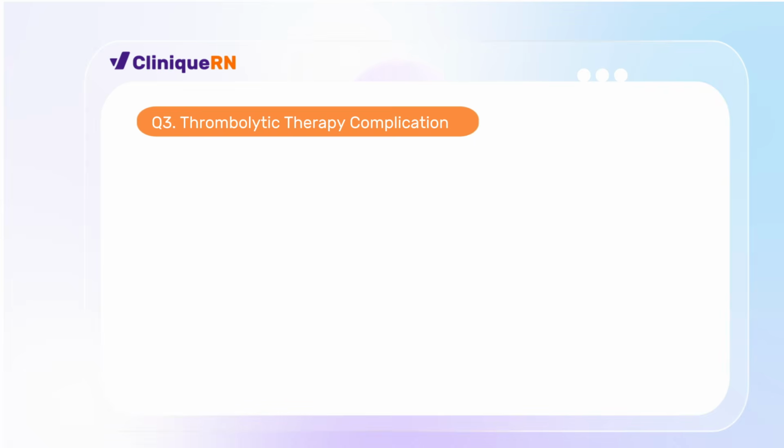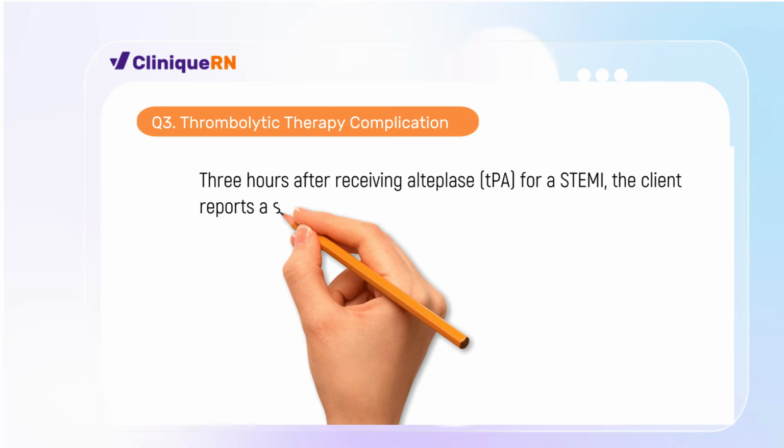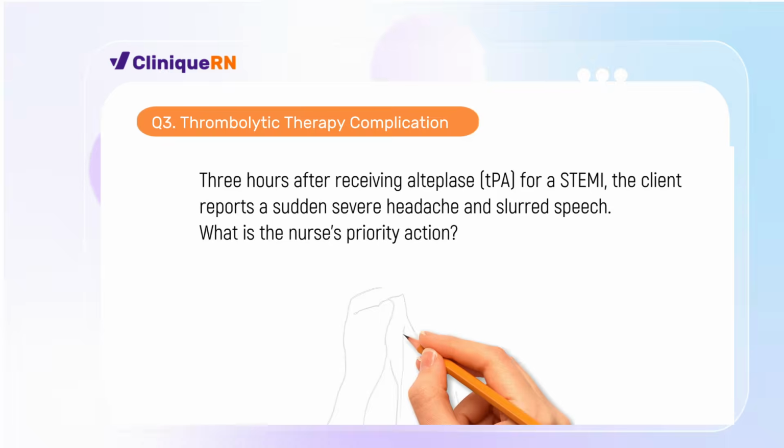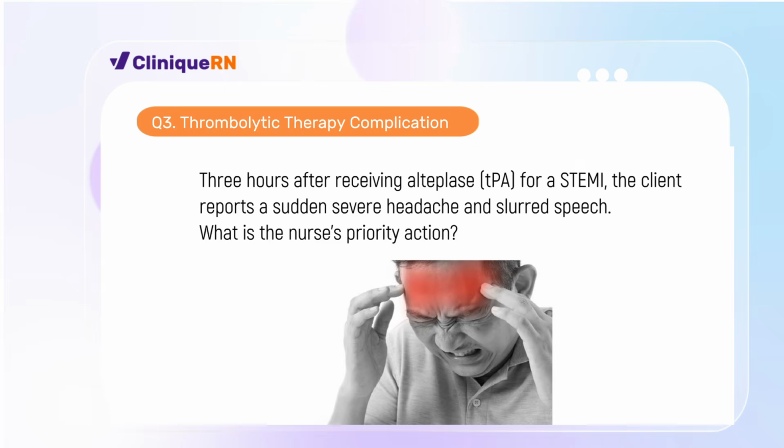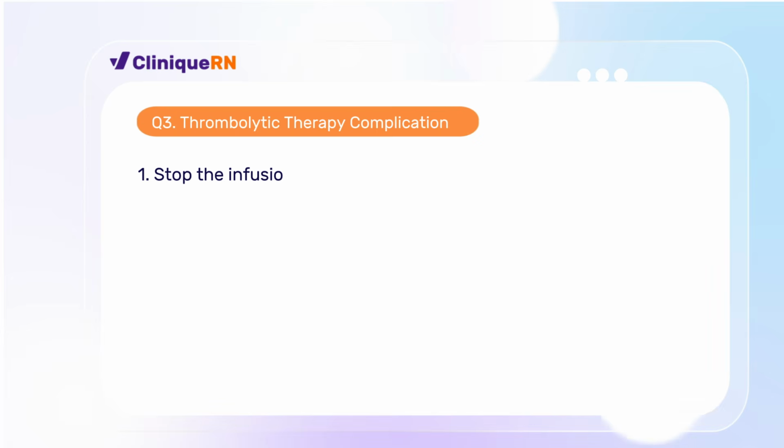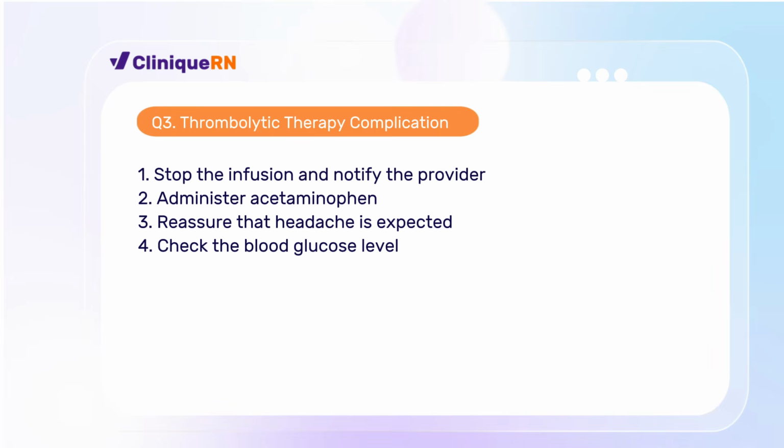Question 3. Thrombolytic therapy complication. 3 hours after receiving alteplase, TPA, for a STEMI, the client reports a sudden severe headache and slurred speech. What is the nurse's priority action? 1. Stop the infusion and notify the provider. 2. Administer acetaminophen. 3. Reassure that headache is expected. 4. Check the blood glucose level.